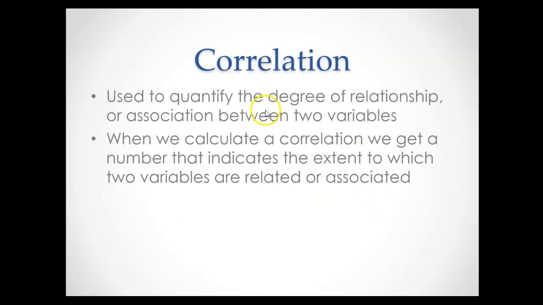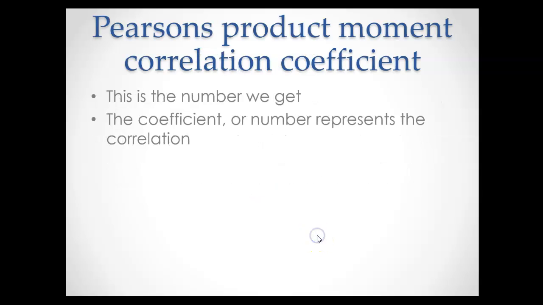So correlations are used to quantify the degree of relationship or association between two variables. When we calculate a correlation, we get a number which indicates the extent to which two variables are related or associated. And that number is called Pearson's product moment correlation coefficient. We can just say Pearson's coefficient. We're basically just looking at coefficients. And Pearson's coefficient is the number that we get when we run a test. And it also represents the correlation. This will make more sense in a second.